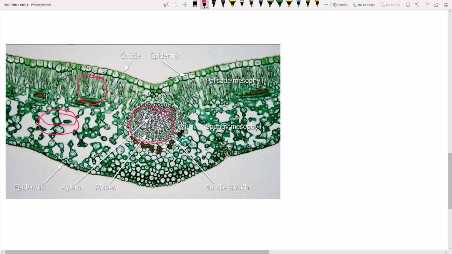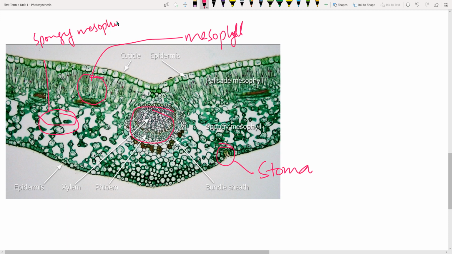And over here you can see stoma, right? This is the stoma. Let me write this. So this is the stoma. This is the mesophyll layer, right? And then this is the spongy mesophyll. And this over here is the vein that contains the xylem and the phloem. Xylem contains water, and phloem brings out the minerals, right? This is for water, and phloem is for minerals, glucose, and other stuff, right?